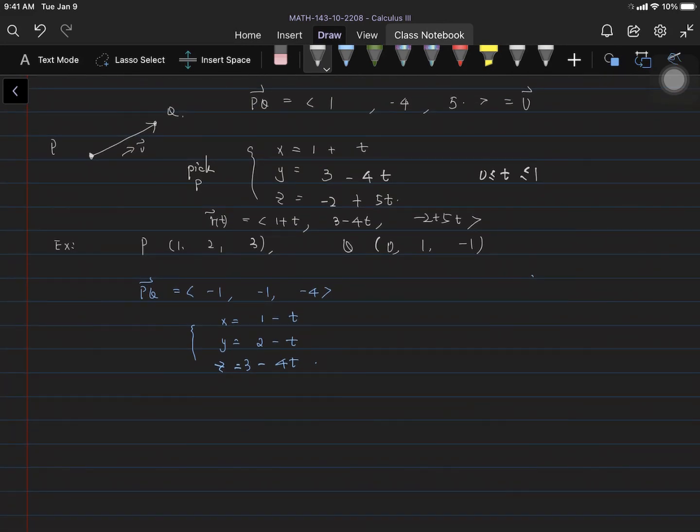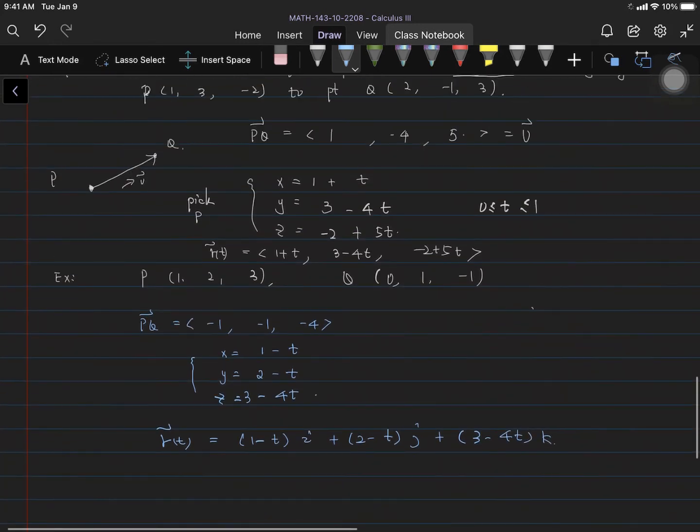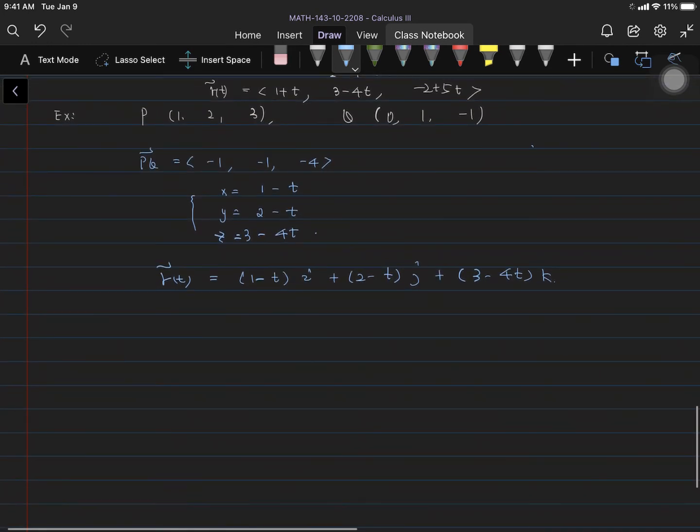So for the exercise problem, same thing. So r(t), I'm going to write down in ijk form: (1 minus t) i, (2 minus t) j, plus (3 minus 4t) k. Okay. Let's take a look at another example. Example 4.